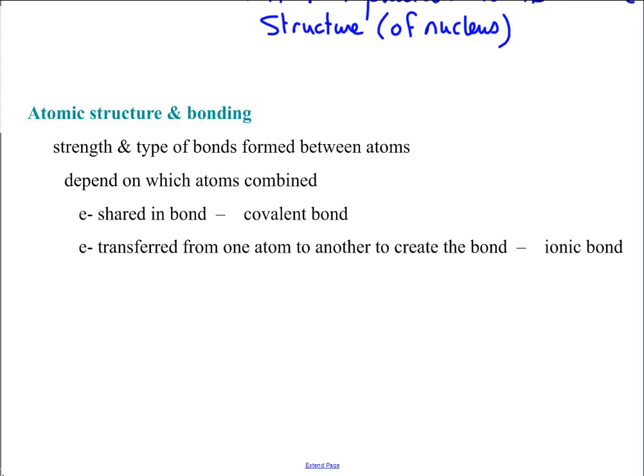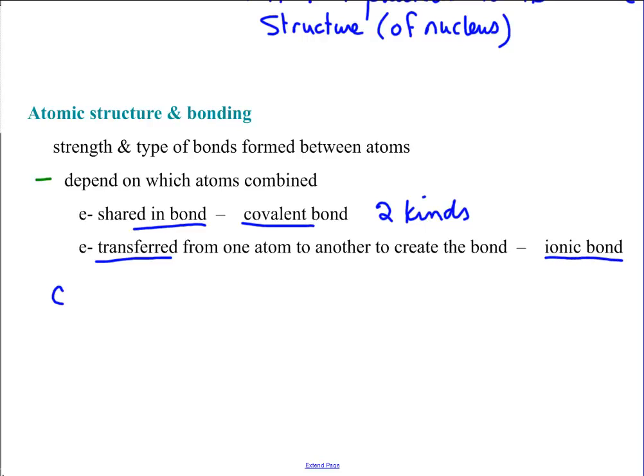What we're going to spend a lot of time looking at is the structure of the atoms and how they're held together, bonding between them. The strength of the bonds and the type of the bonds that are formed between these atoms depend on what atoms are combined, first of all. They also depend on whether the electrons are shared in the bond or transferred from one atom to another. If they are shared in the bond, we have a covalent bond, and we have two kinds of those. If the electrons are transferred from one atom to another, then we create ions, and that forms an ionic bond.